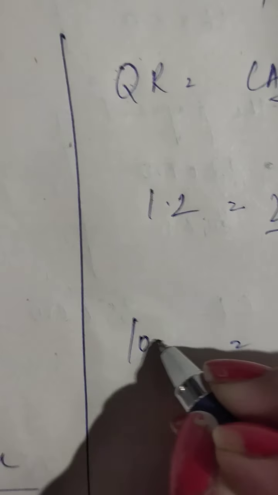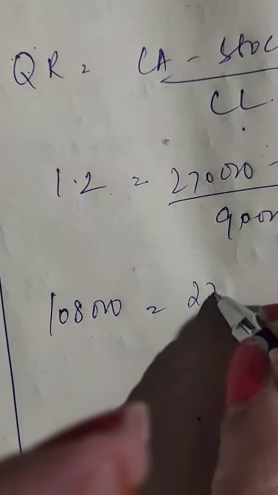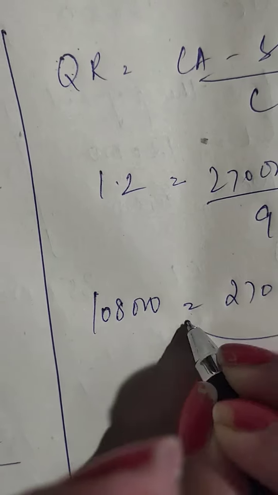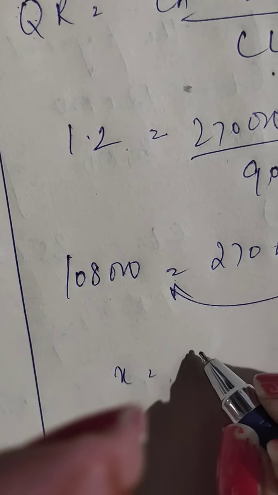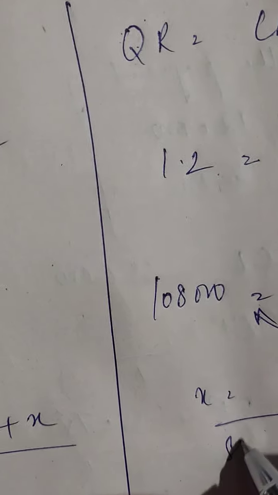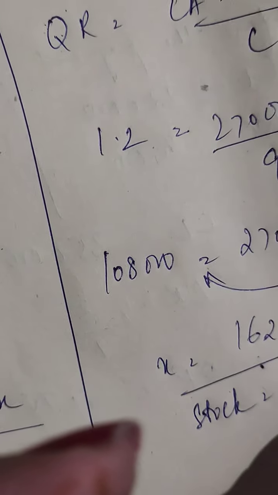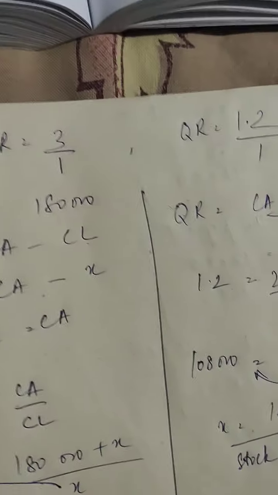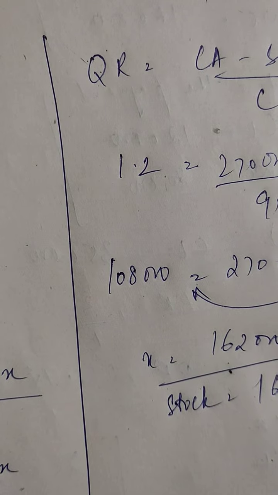1,08,000 is equal to 2,70,000 minus X. Taking X to that side, it is equal to 270 minus 108. You will get 1,62,000. So this gives you the amount of stock. So anytime you find any difficulty, you can just assume it X and you will be able to continue with the portion.